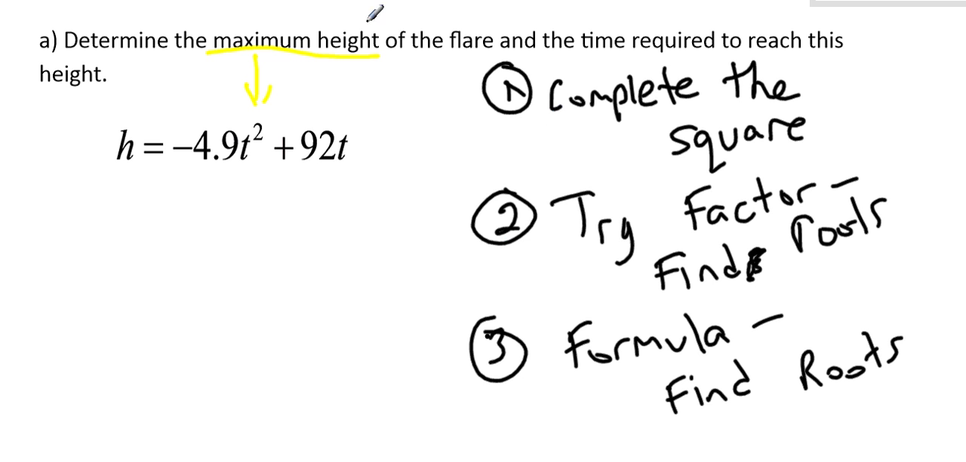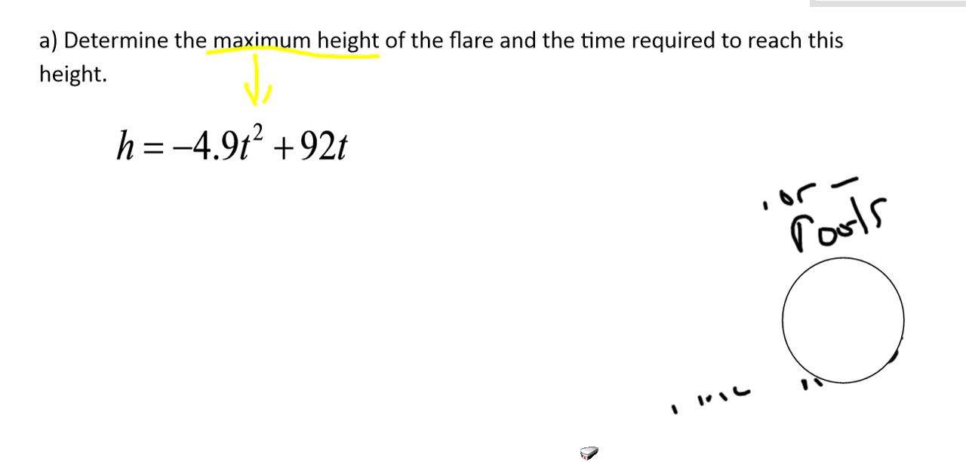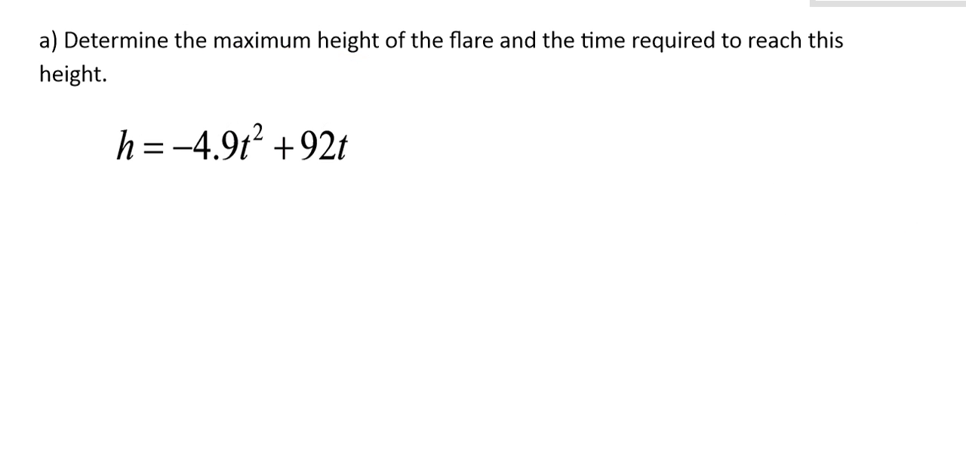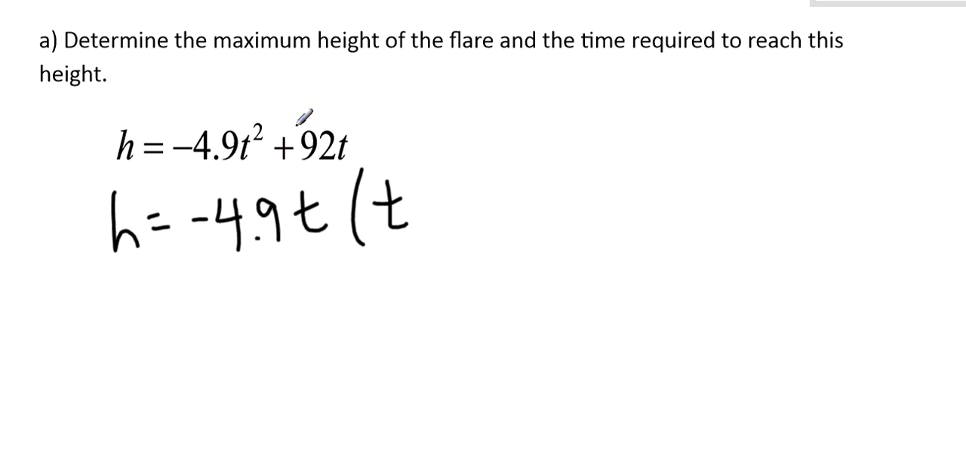I'm actually going to factor because we don't get a lot of opportunities to factor in this unit. So I'm going to common factor negative 4.9t from both terms. And again, common factoring is like doing division. So 92 divided by negative 4.9 is what I have to put into that missing spot. So in my calculator, here I get approximately negative 18.78.